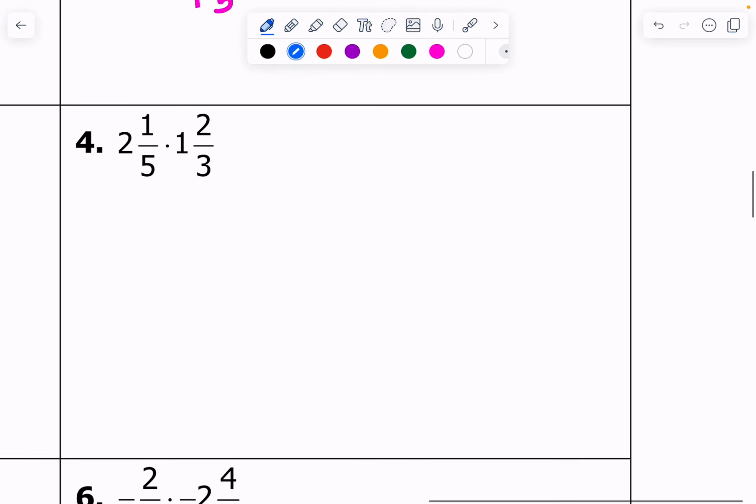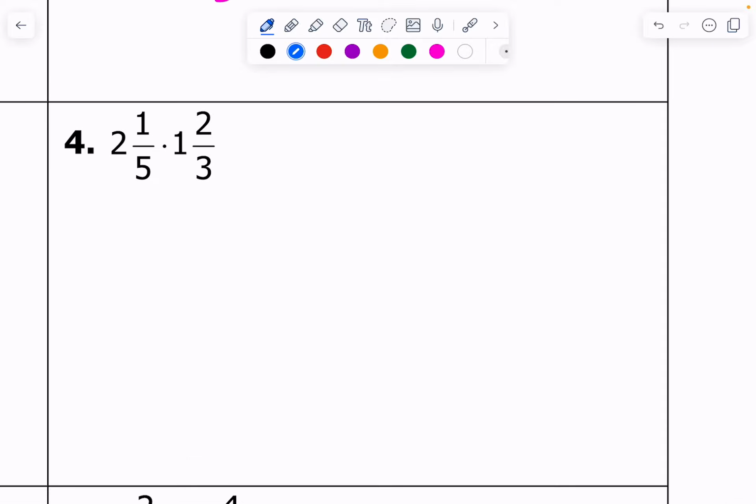Okay, now here is where we need to be careful. Notice how we have two mixed numbers. We need to change these to improper fractions before we can move forward. So what I'm going to do, I'm going to take this one and I'm going to say 2 times 5 plus 1. Well, that's 11, and we keep our denominator, times 3 times 1 plus 2. That's 5, and then we keep our denominator. Okay? So if you want to cross cancel, you go ahead and do that.